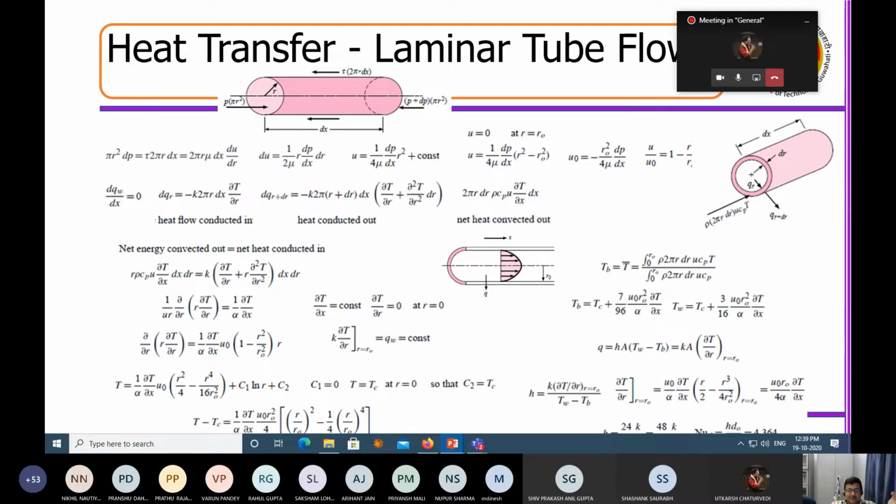So you expect a parabolic profile. How do you do that? You do a momentum balance, right? So pi r square dp equals tau into 2 pi r dx. And then you replace this tau by Newton's law of viscosity. Tau is the shear stress, and 2 pi r dx is the area, with r being the radius. In this pipe, you are considering a differential volume element like this.